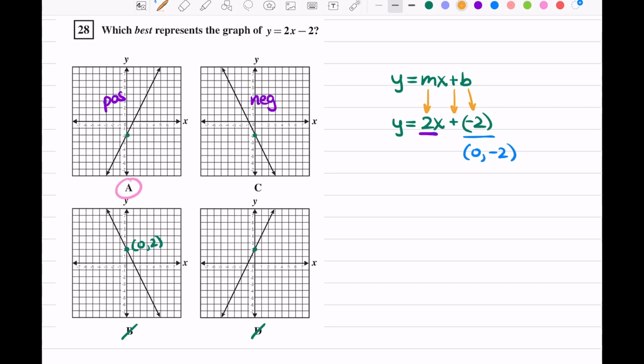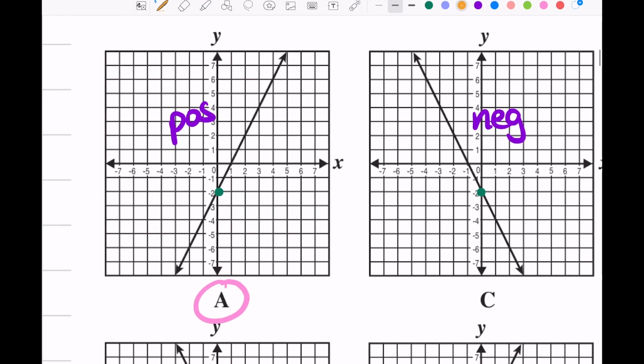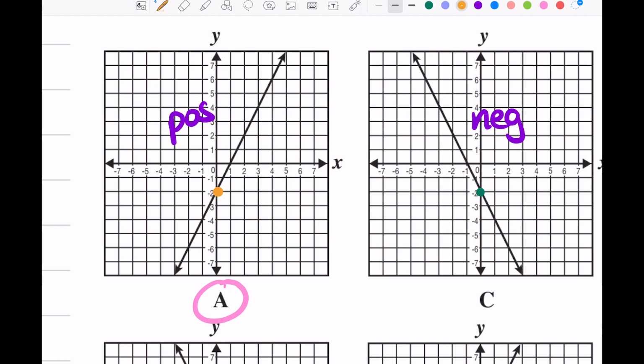And you can always double check that the slope is actually 2. So let's zoom in on option A. Starting at our y-intercept, we rise 2, and we run 1. So our rise over run is 2 over 1, which equals 2. So we confirmed our slope is 2.